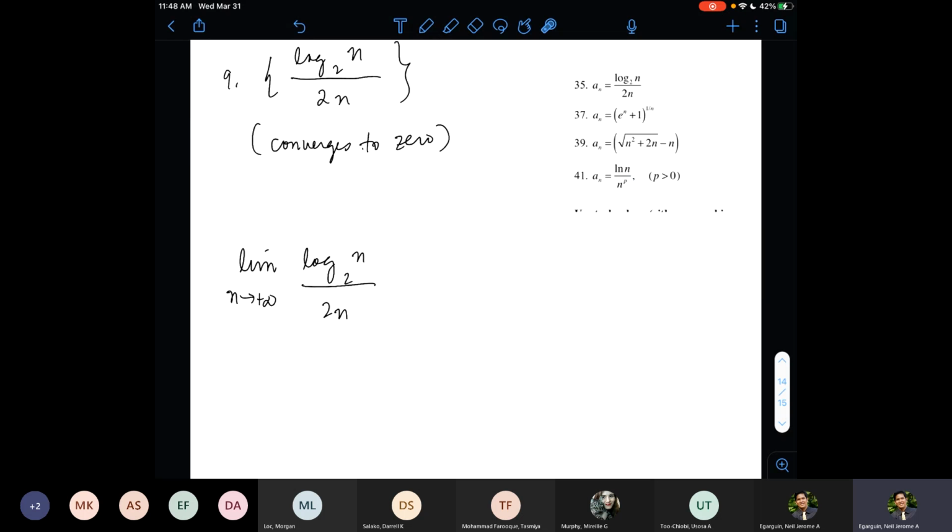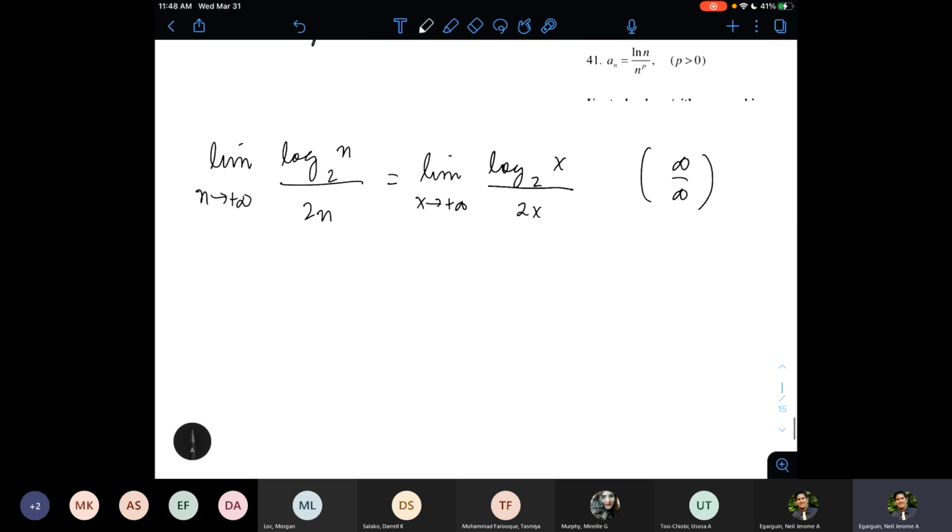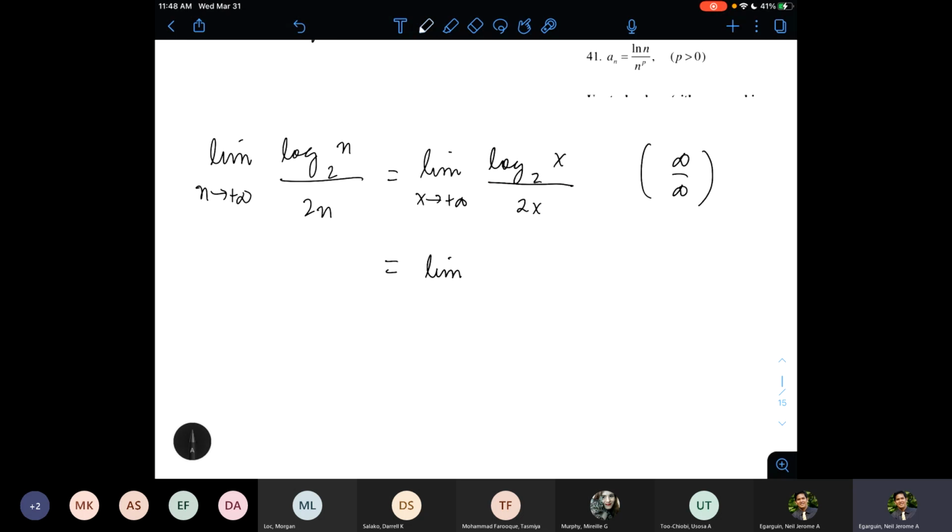So it's calling for L'Hopital's rule, right? In order to apply L'Hopital's rule, I need to convert it into a real valued function. Just for technical reasons, I'm going to write it like this. And note that this is an infinity over infinity indeterminate form. But that indeterminate form is nice because I don't have to do any preliminary step. So I'll just take the limit of the derivative of the top, right? The derivative of the top is 1 over x ln 2, all over the derivative of the denominator, which is just 2, as x approaches infinity.